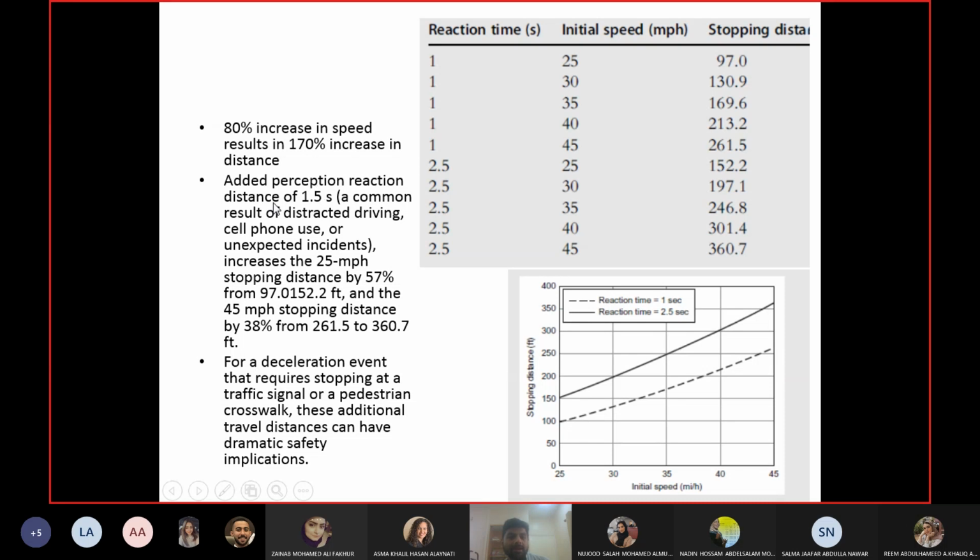And adding a perception reaction time of 1.5 seconds, which commonly happens if you are getting distracted during driving, or if you see any unexpected event, then it is very common that your perception reaction time may increase by 1.5 seconds. Okay, so when you increase the perception reaction time by 1.5 seconds, then you have a 57% increase in distance at low speed, and 38% increase in distance at high speed. So the effect of increase in perception reaction time increases with the speed as well.